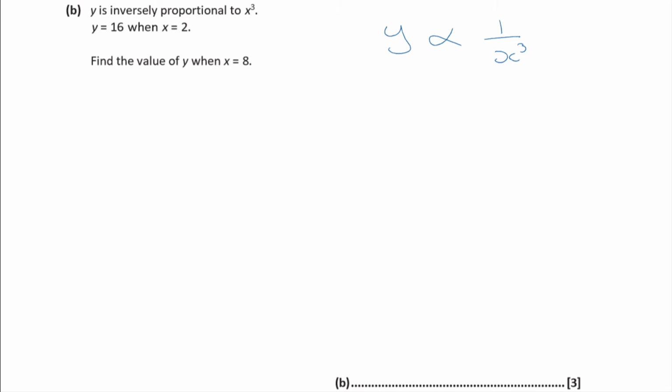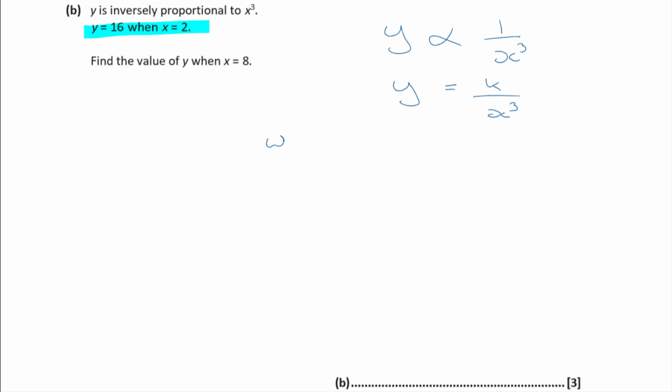Okay, so that little fishy symbol is a symbol of proportionality. Next step is to replace it with equals k. So y equals k over x cubed. And then the idea now is to work out what k is. Generally they'll give you a pair of values that go together, like they do here, in order for you to work out what k is.